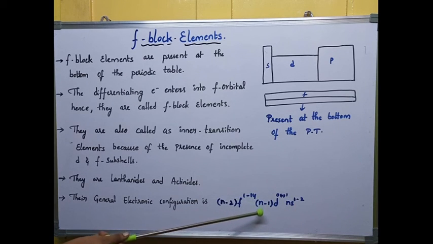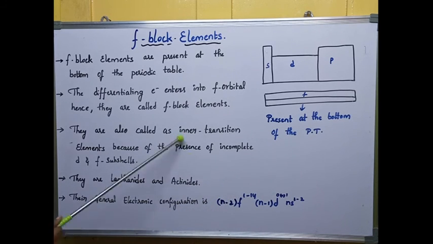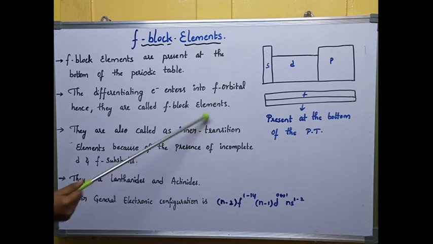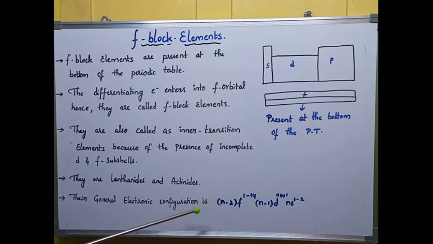I told you already, the outer shell is the last shell, and the shell inner to it is called the penultimate shell, and the one inner to this is called the antepenultimate shell, and this is the inner shell, and this is next to the inner shell. That is the reason we call them inner transition elements. So it consists of the F orbital, which is inner to the D, and we call them inner transition elements. Okay, and next we'll discuss the electronic configuration concept related to both lanthanides and actinides.